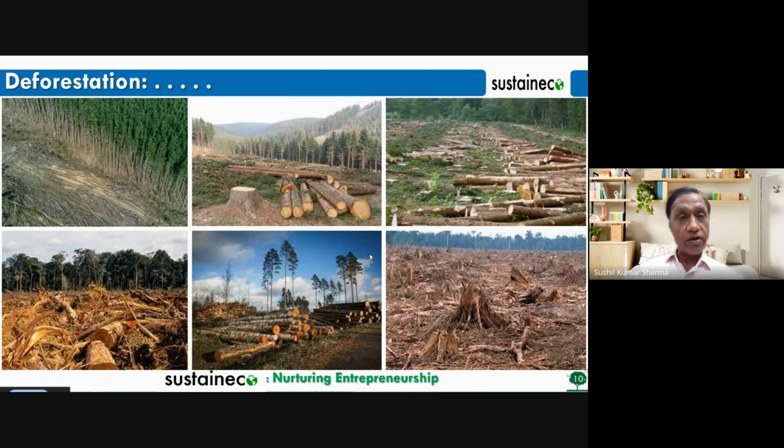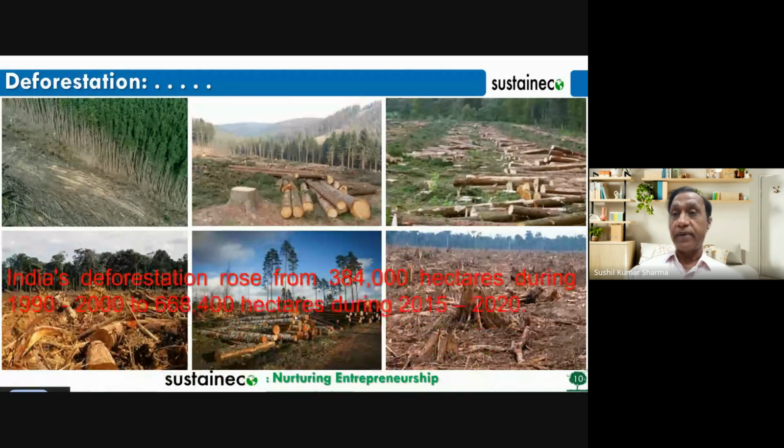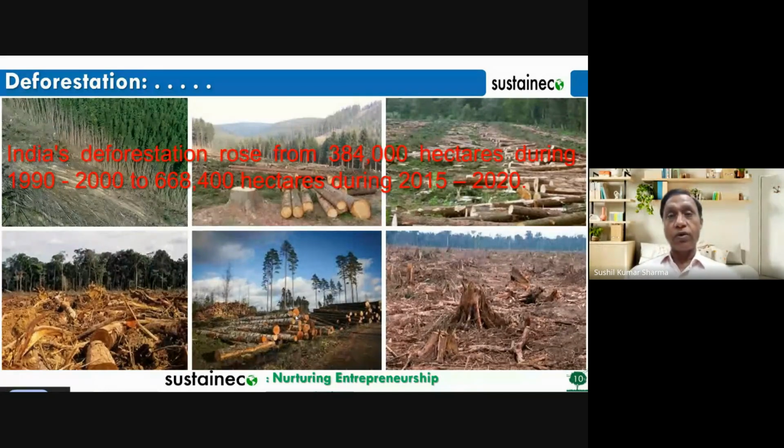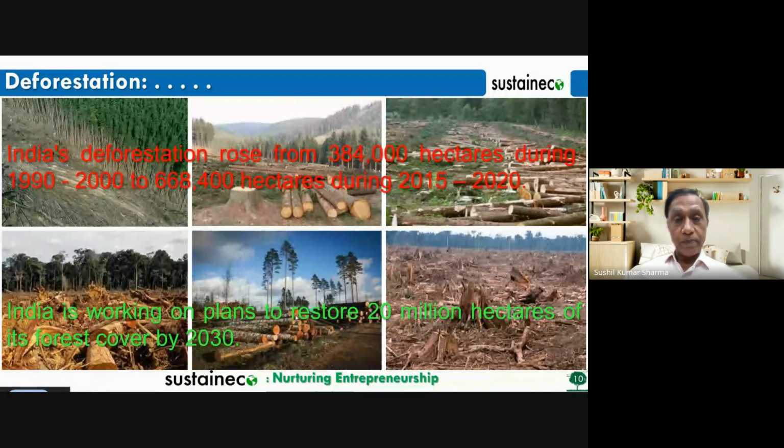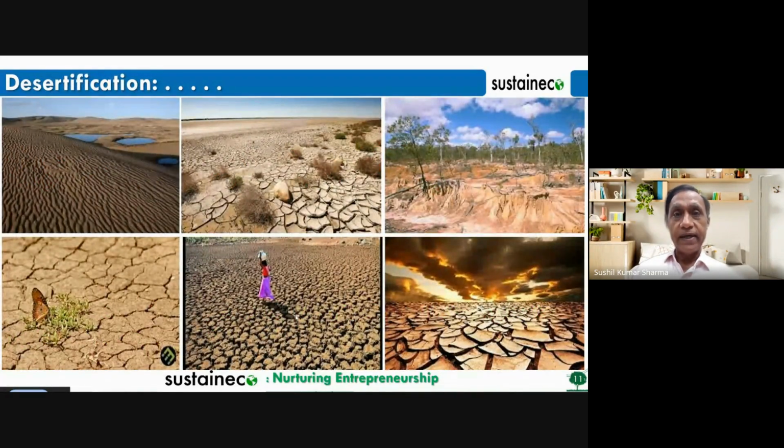Deforestation is causing havoc, and these are real life scenarios. Speaking about deforestation happening in our country is a serious matter. India's deforestation rose from 384,000 hectares during the decade between 1990 and 2000, to 6,68,400 hectares during the 5 years of 2015-2020. India is working on plans to restore 20 million hectares of its forest cover by 2030. So the government is in fact serious about it and working for it.